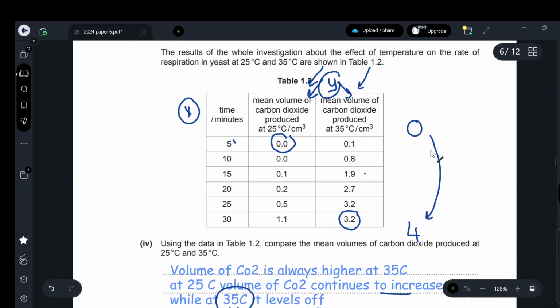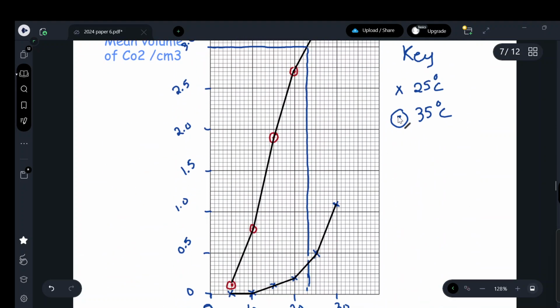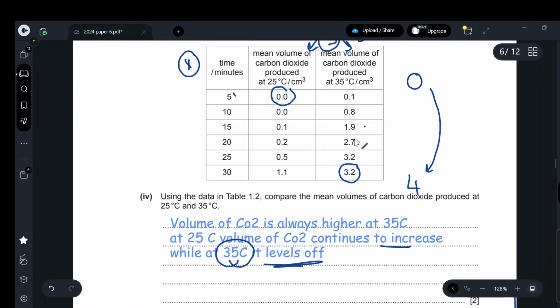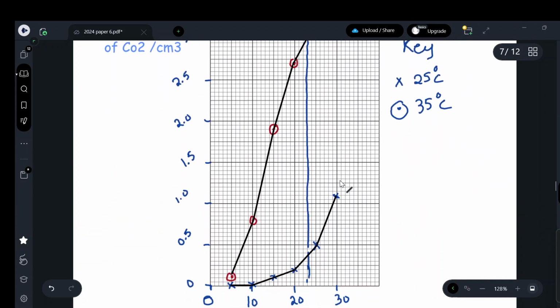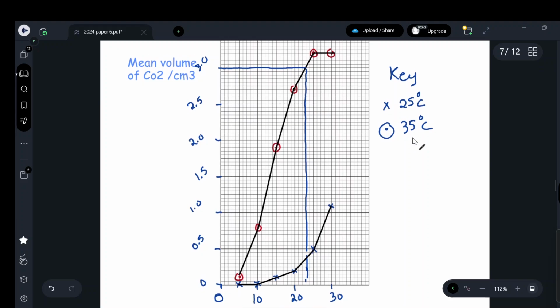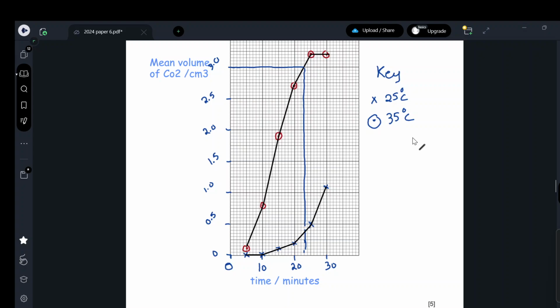For the other graph, I'll also plot my points, but I will not put them as x's. I will put them as a dot and a circle. They should be different. Okay? 0.1, 0.8, 1.9. I will plot my points, and then I will draw the line point to point using a ruler. Don't forget to put the key to differentiate between the two graphs. This is the 25 degrees Celsius, and this is the 35 degrees Celsius. Okay?